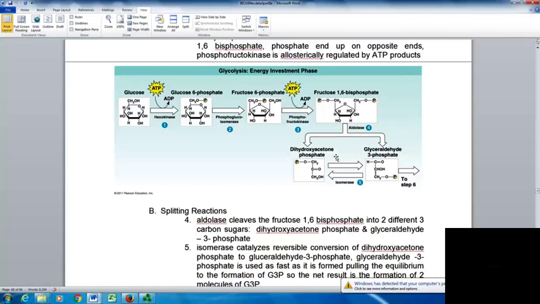The dihydroxyacetone phosphate and glyceraldehyde 3-phosphate are interchangeable with each other. They can convert back and forth. Since the glyceraldehyde 3-phosphate is going to be the one that always moves to the next step, equilibrium is always going to drive the dihydroxyacetone phosphate to all convert to glyceraldehyde 3-phosphate.